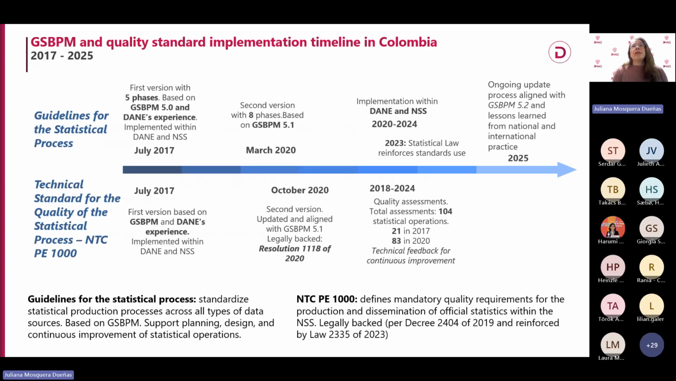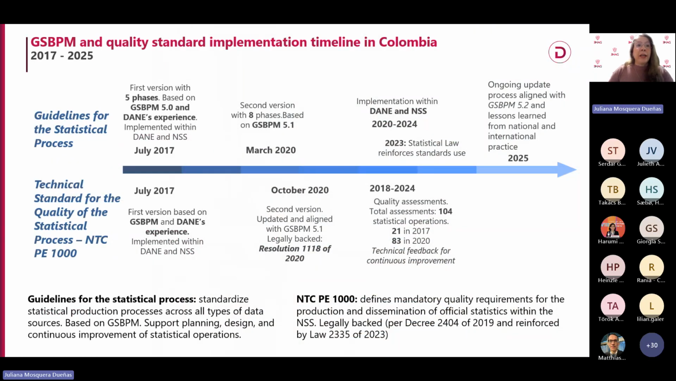So this is our implementation timeline in Colombia. It is important to notice that we have 2 standards that are pretty important to support this process. The first standard is the guidelines for the statistical process, and the second one is the technical standard for the quality of the statistical process. The guidelines are an adaptation of the GSBPM, and our first version was adapted with only 5 phases. That was in 2017, as you can see here.